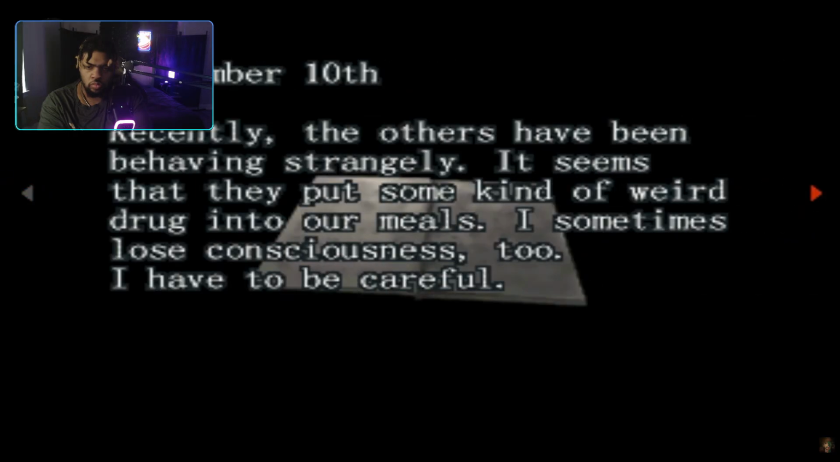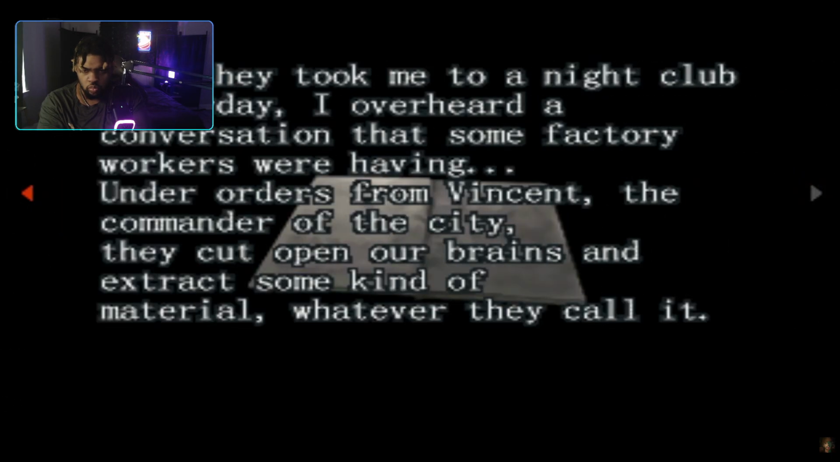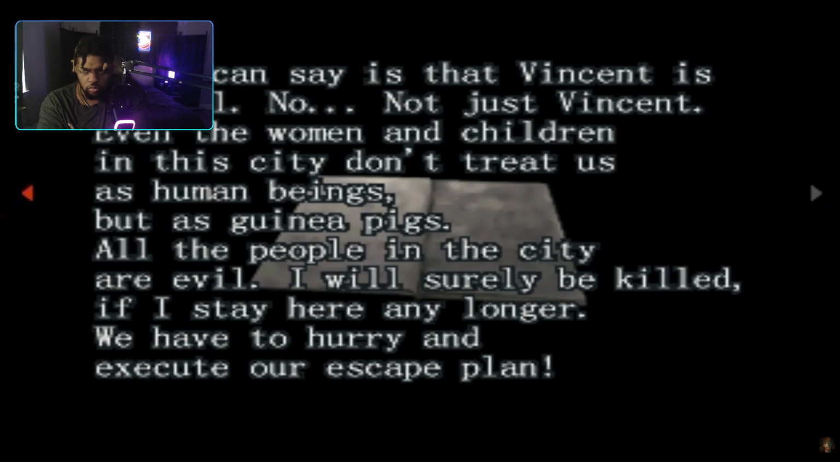He writes about how some of the children seem to be behaving strangely and suspects that something was placed into their food. The young man mentions a factory on the mountain and that his friend Chin was taken there by Umbrella researchers. He then overheard a conversation between two researchers who say that they cut open the kids' brains and extract some sort of material from them. Hearing this only exacerbated their need to escape the prison, the experiments, and the island.